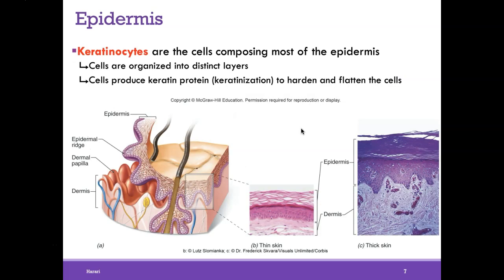So what kind of cells make up the epidermis? Well, it's keratinocytes, and they're named because of their role in synthesizing keratin. So when you're looking at skin, almost all the epidermal cells are keratinocytes. And these keratinocytes are organized into distinct layers, and they continually produce keratin protein in the process of keratinization. And that causes the cells to get harder and flatter and more waterproof. So as these cells down here become keratinized, they become flatter, harder, and more waterproof.